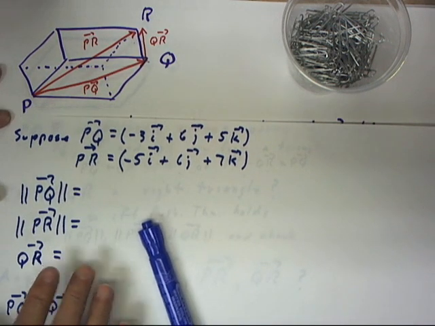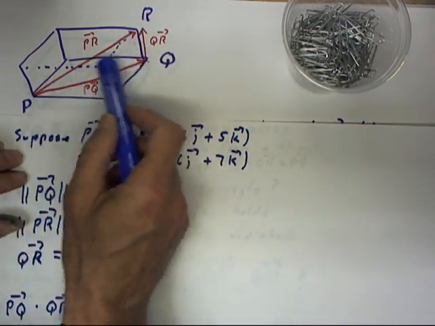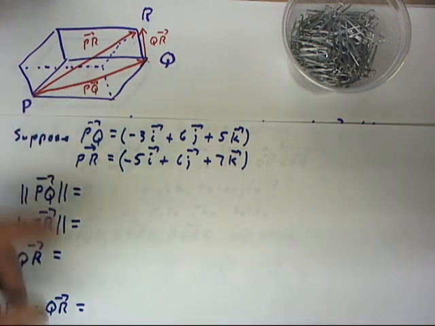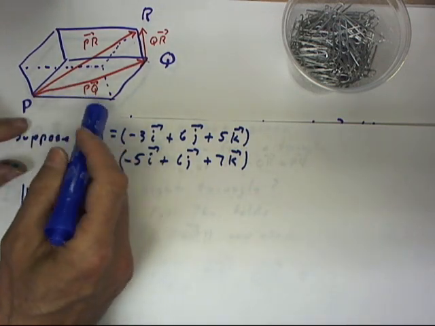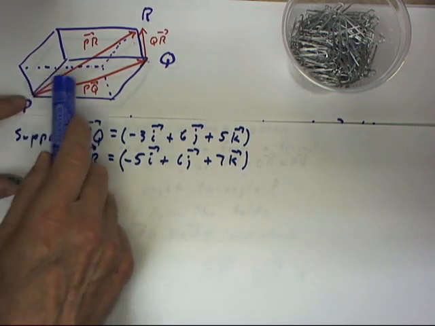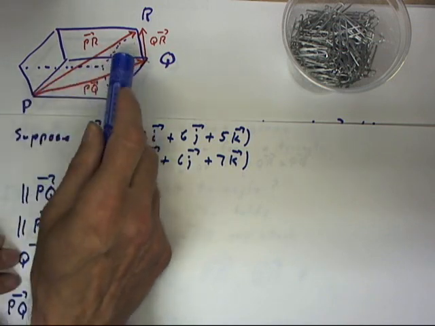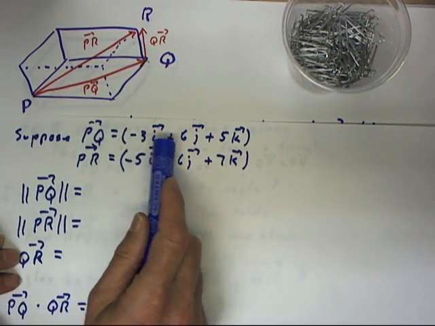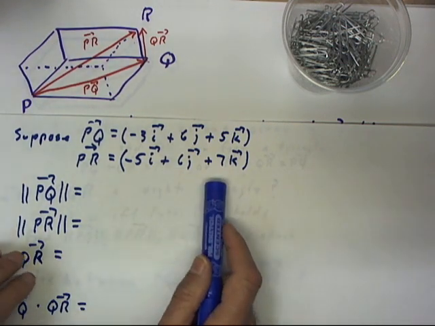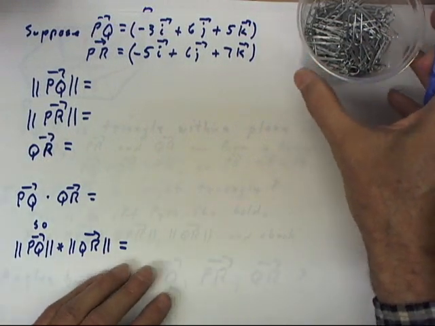The figure from the previous clip had points P, Q, and R at the corners of some parallelepiped, and we can assume coordinates for these corners, any coordinates really. So let's just suppose that our vector PQ has components -3, 6, 5, and PR has components -5, 6, 7. And let's see what we can conclude from those coordinates.